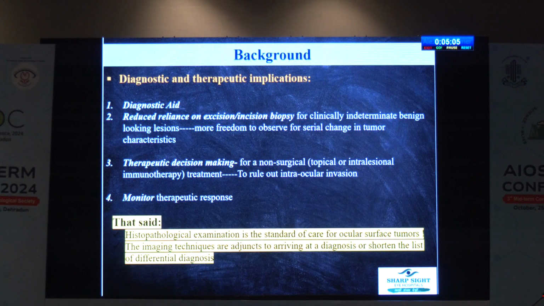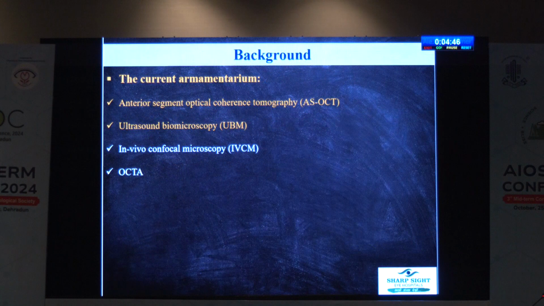Also, they help in therapeutic decision making if we are planning to manage the case non-surgically, and at the same time monitor the therapeutic response. That said, histopathological examination still continues to be the gold standard of care for ocular surface tumors, and imaging modalities are just adjuncts to arriving at a diagnosis. That should be very clear.